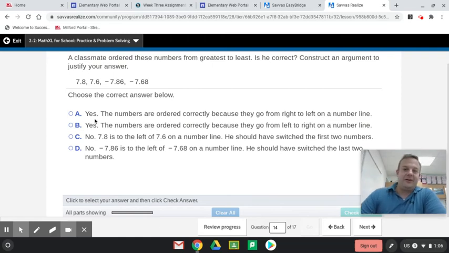A classmate ordered these numbers from greatest to least. Is he correct? Construct an argument to justify your answer. So that's greatest. That's good. Okay, do you see what's happening here? See, when you get into the negatives, it's almost like backward. And this number here is greater than it, because on a number line, this number would be right here, and then this number would be farther left. So no, -7 and 86/600 is to the left of -7 on the number line. He should have switched the last two numbers.